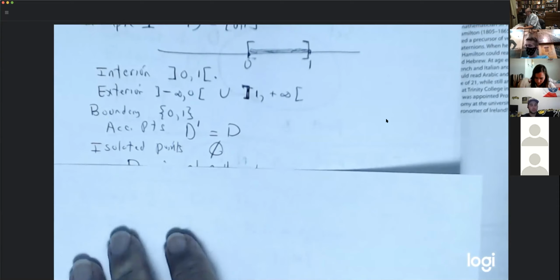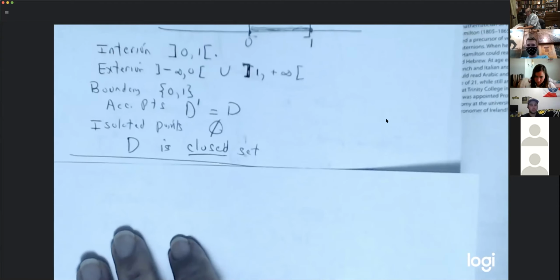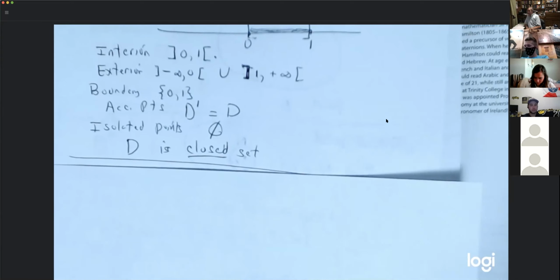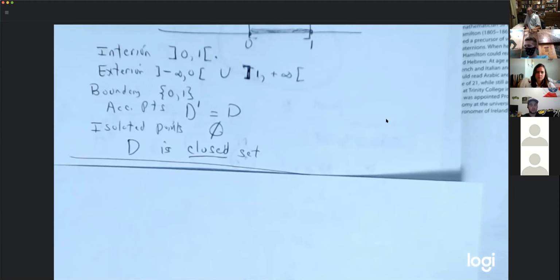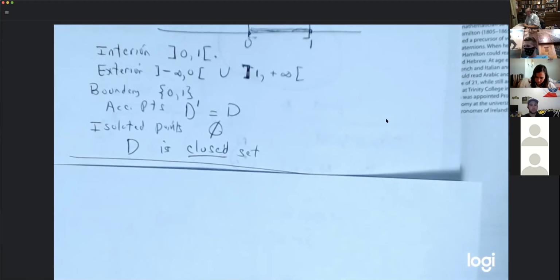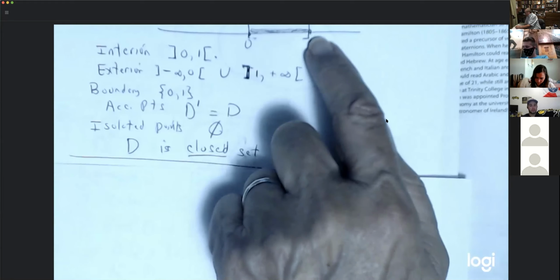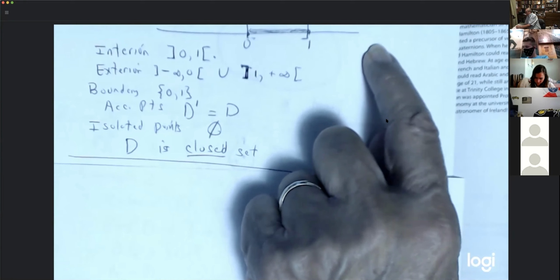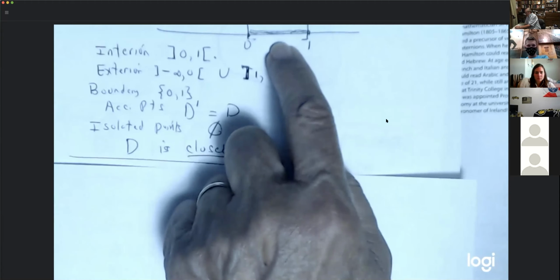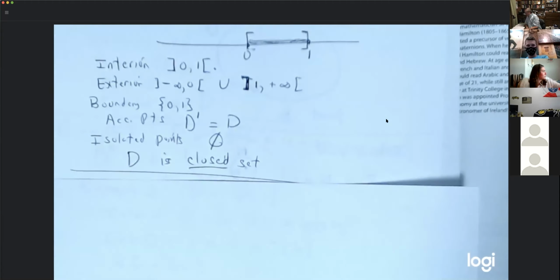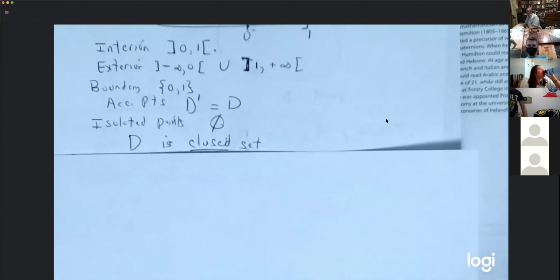Okay, that's the first example. And we say D is a closed set. An open set means every point is interior. Okay, something else we're going to find out is if a set is open, then its complement is closed. And if a set is closed, its complement is open. Now, everything from minus infinity to 0 is an open set. Everything from 1 to infinity is an open set. The complement is the closed interval, so it's a closed set. There's several ways we're going to be heading and talking about this. That's just one. All right, this was example 1.